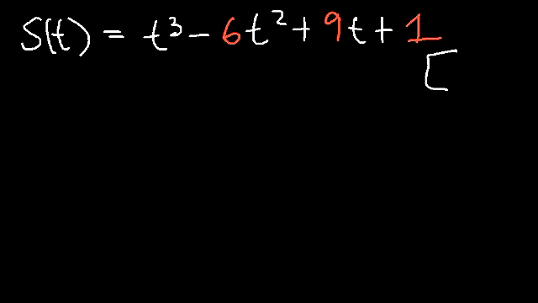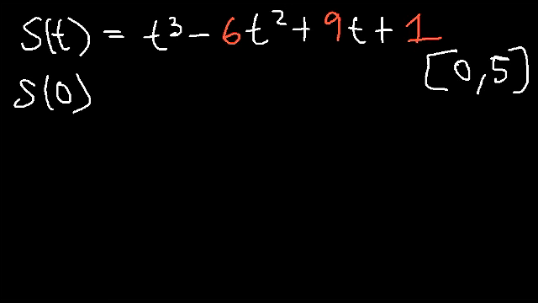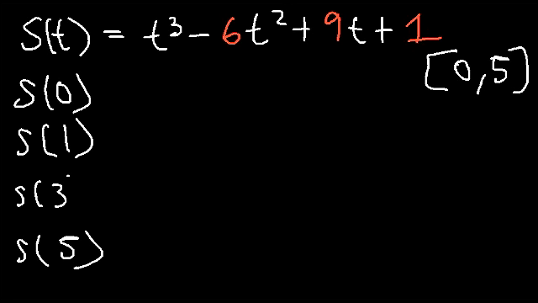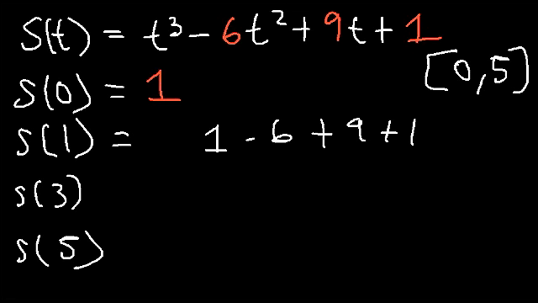Now you want to find the total distance on the interval from 0 to 5, in the first 5 seconds. So what you want to do is calculate the position at the two endpoints, at t equals 0 and t equals 5, and also find the position when it changes direction, that's at 1 and at 3. So we know that if we plug in 0 into the function, everything is 0, so it's going to be 1. If we plug in 1 into the function, it's going to be 1 minus 6 plus 9 plus 1. 1 minus 6 is negative 5, 9 plus 1 is 10, negative 5 plus 10 is 5.